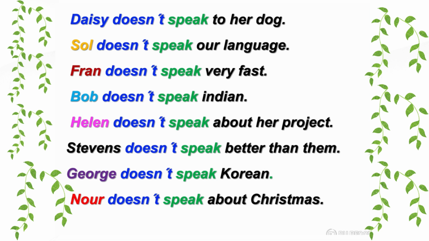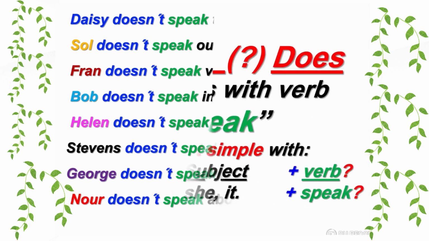Daisy doesn't speak to her dog. Saul doesn't speak our language. Fran doesn't speak very fast. Bob doesn't speak Indian. So Indian with capital letter, because it's a language, it's a printing mistake. Helen doesn't speak about her project. Stevens doesn't speak better than them. George doesn't speak Korean, nor does he speak about Christmas. Let's see the question form.